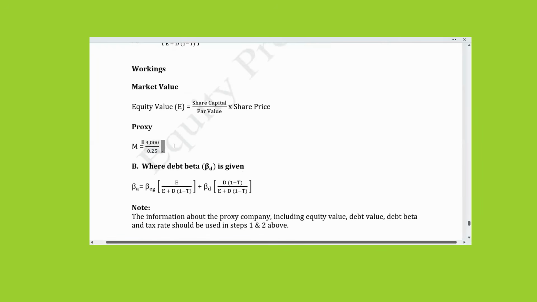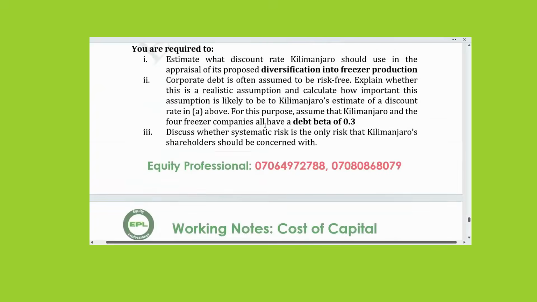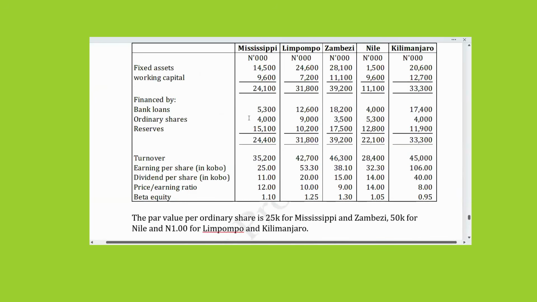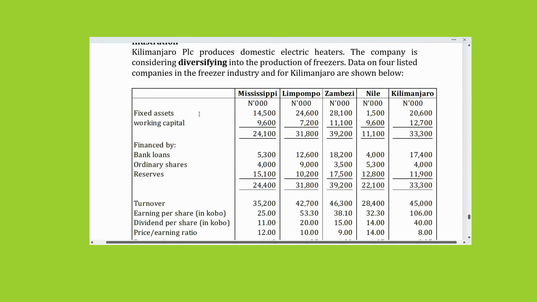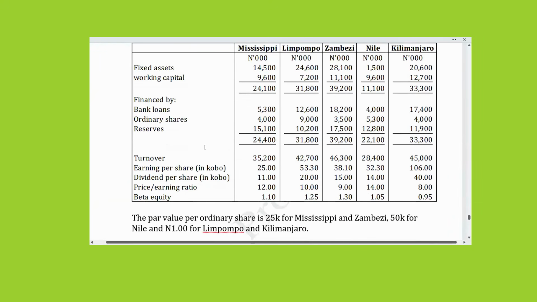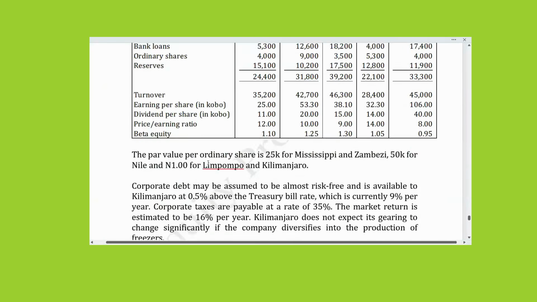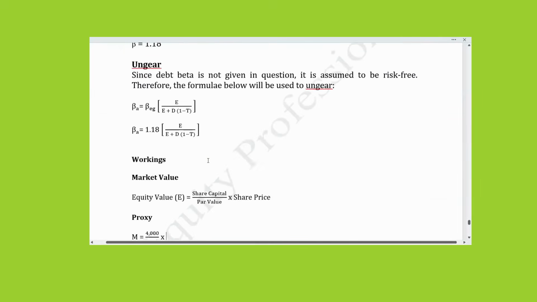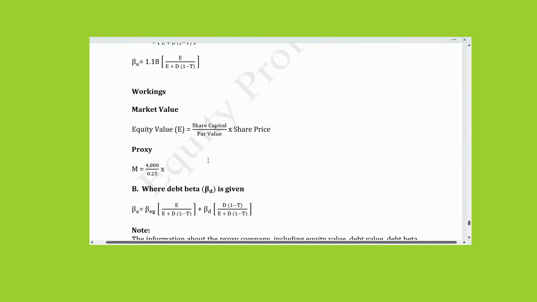We then need to multiply this with share price. I will then go to the question: how much is the share price given to me for Mississippi? When you look at the information given in the question, we are not given share price, but we have information to calculate share price. Let me show you what you are supposed to do. You will note, I don't know if you have done financial statement analysis.